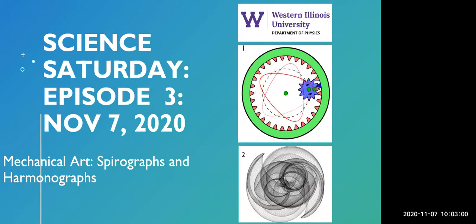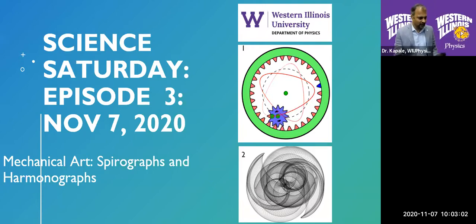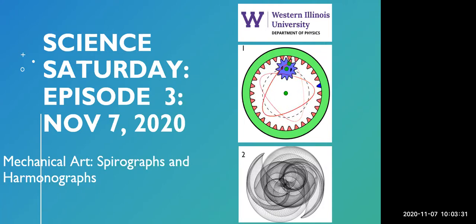We are going to be talking about something I'm calling mechanical art. It's art that you can generate with the help of some simple devices, and we will talk about some of the physics and mathematics behind it. And I'm sure all of you as kids have seen something called spirographs. The image on the slide here is an image of a spirograph.